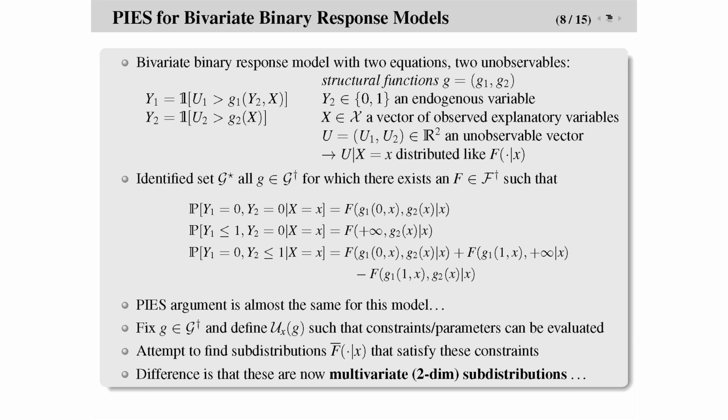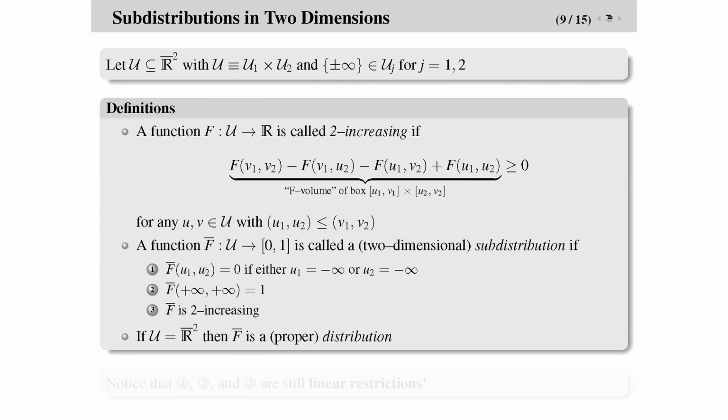Why does it not complicate things at all? Let me show you what a subdistribution is in two dimensions. It's a function that you will recognize as a distribution function, with the important thing being that instead of being one increasing, it is now two increasing. What does two increasing mean? It means the f volume of this box is greater than or equal to 0 for all these boxes. You take this point, subtract off this point, subtract off this point, and add this point, and you get a box. The volume that f assigns to that box has to be positive, just like a probability.